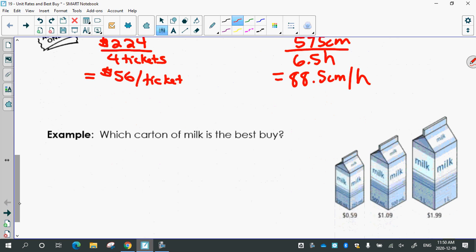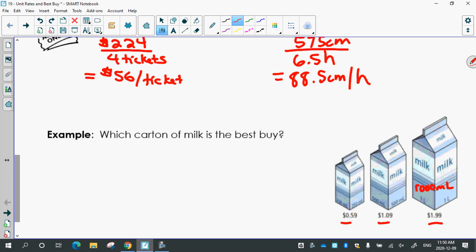Okay, which carton of milk is the best buy? You can see they all have prices with them. But then they also have milliliters, which are harder to read: 250 milliliters, if you can read that on your page, 500, and do you know how many milliliters are in 1 liter? Yeah, 1,000, good. So that's 1,000 milliliters, because you always want to compare in the same thing, okay?